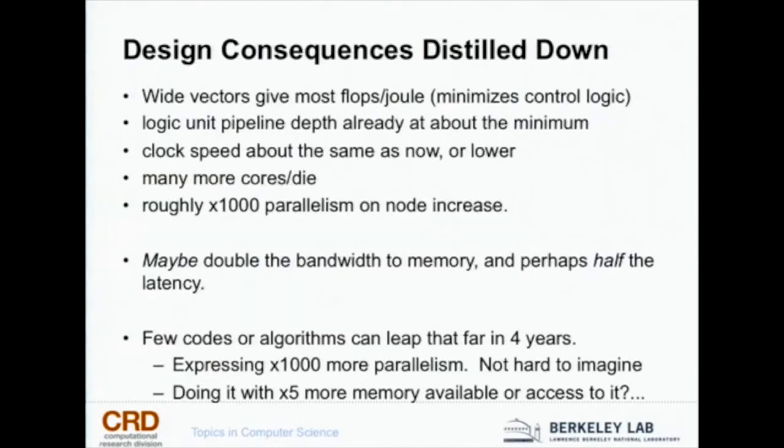So basically it boils down to you're going to have wide vector units. Your logic unit pipeline is probably already at the minimum it's going to get. The clock speed is going to be what it is now, maybe a little lower. Many more cores per die, about 1,000 times more parallelism within a node, but maybe double the bandwidth to memory. So I need to get 1,000 times more processing power with maybe doubling the bandwidth and maybe halving the latency into those cores. And it's going to happen fairly fast.